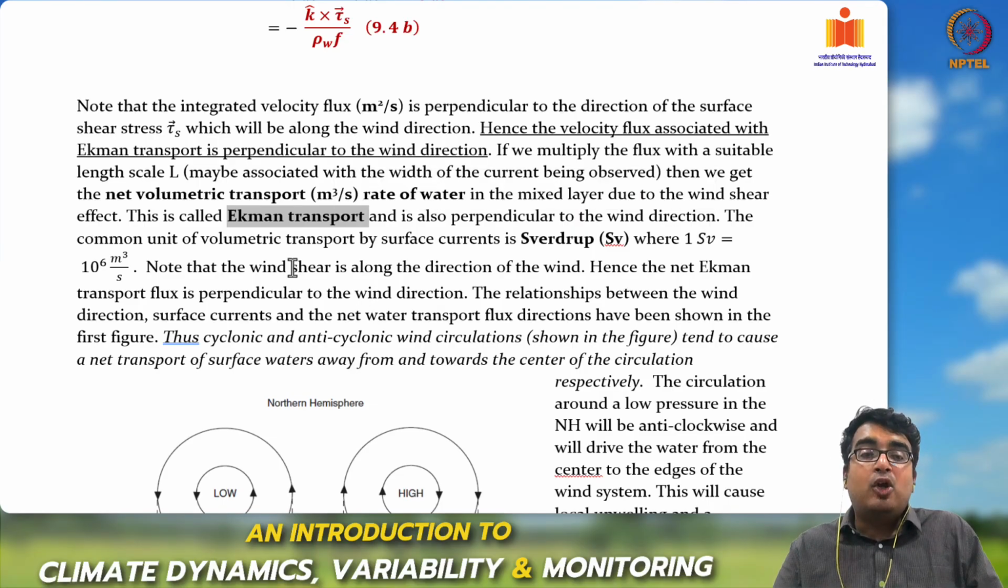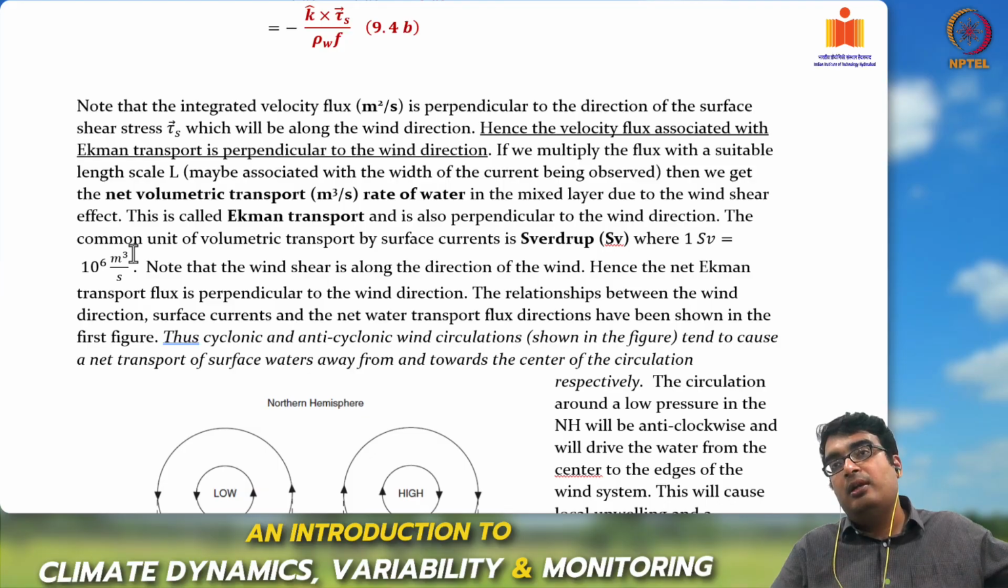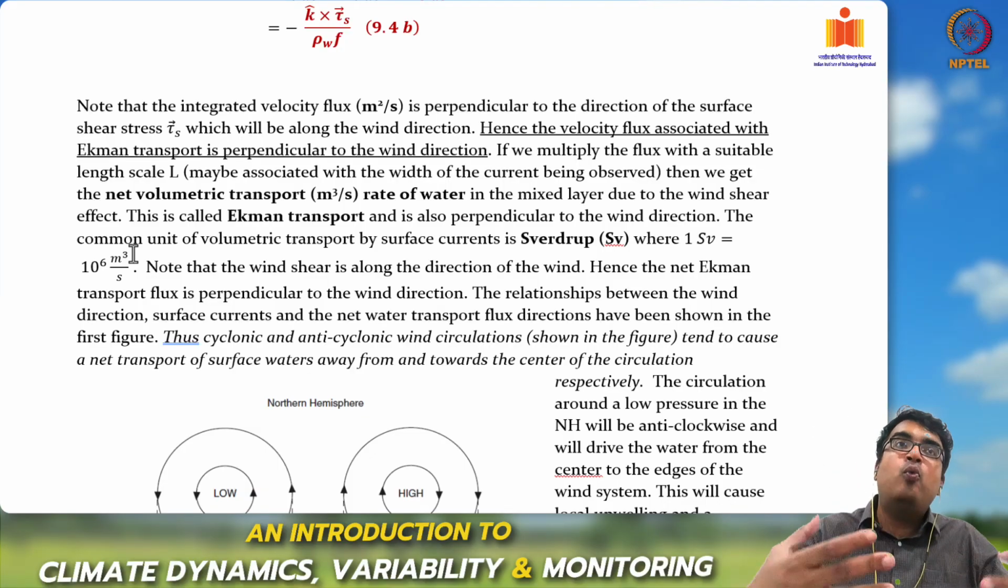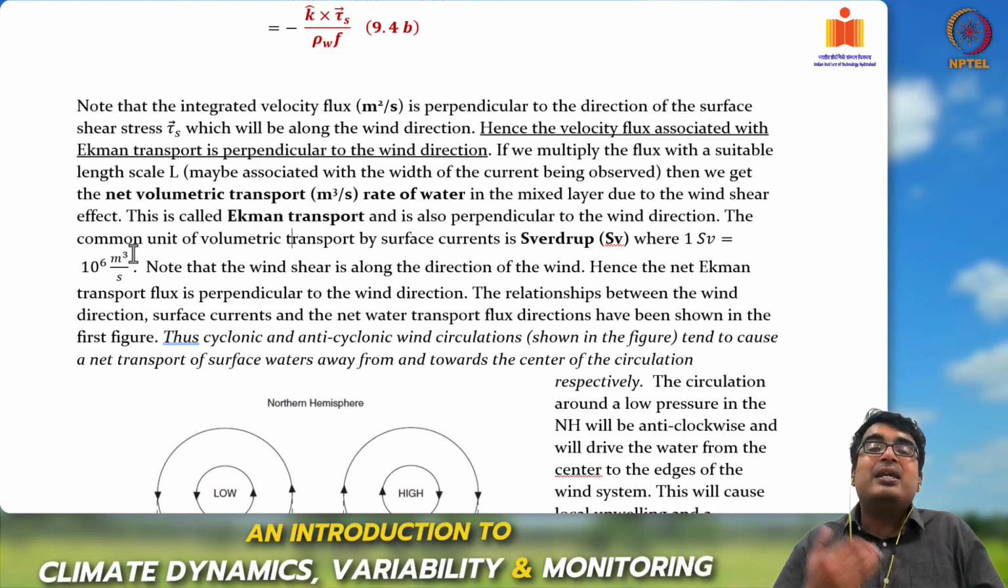The common unit of volumetric transport by surface currents is the Sverdrup. The unit is Sv, and 1 Sverdrup is 10 to the power 6 meter cube per second. Clearly, a significant volume of water is getting transported by this wind-driven Ekman circulation system, and hence the unit is basically a million meter cube per second, which is 1 Sverdrup.